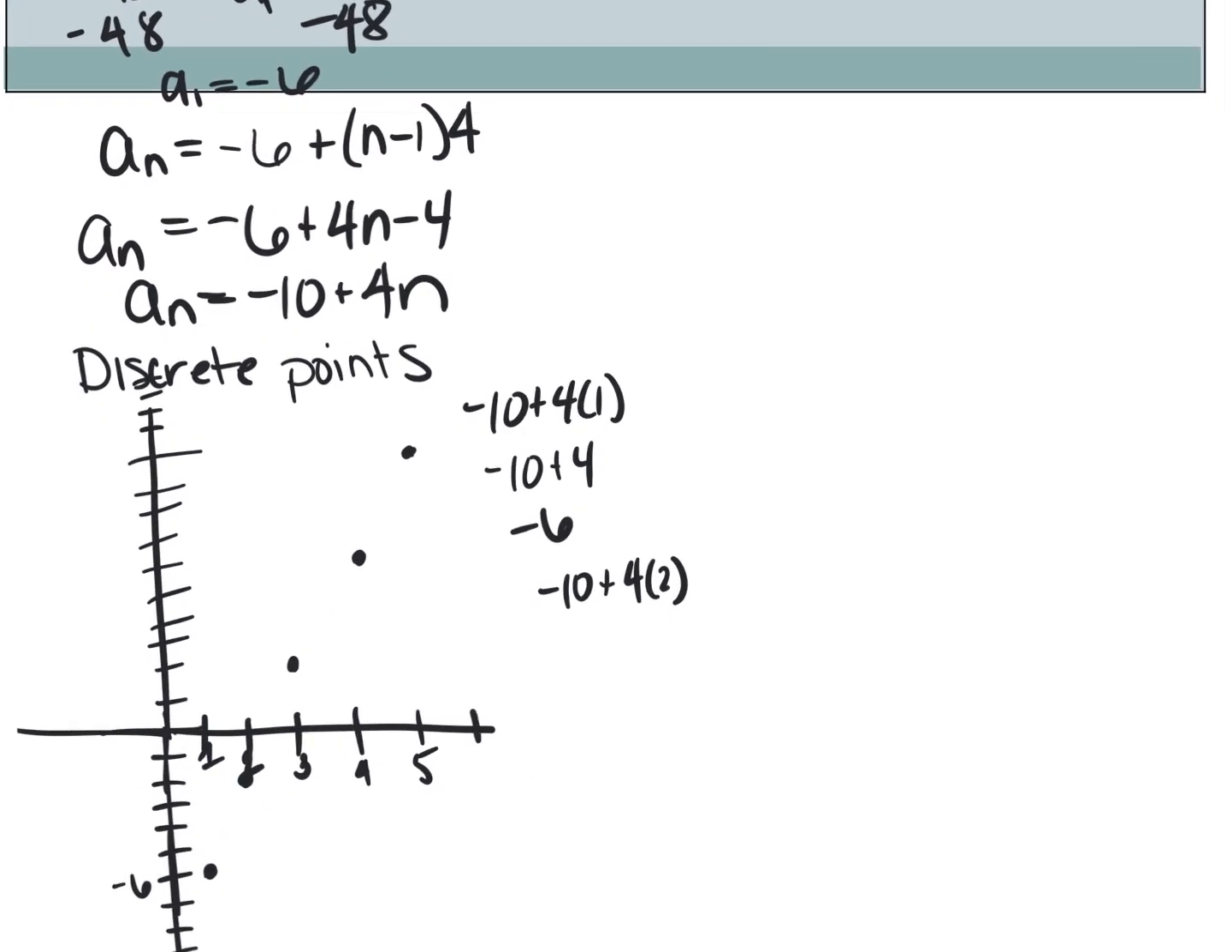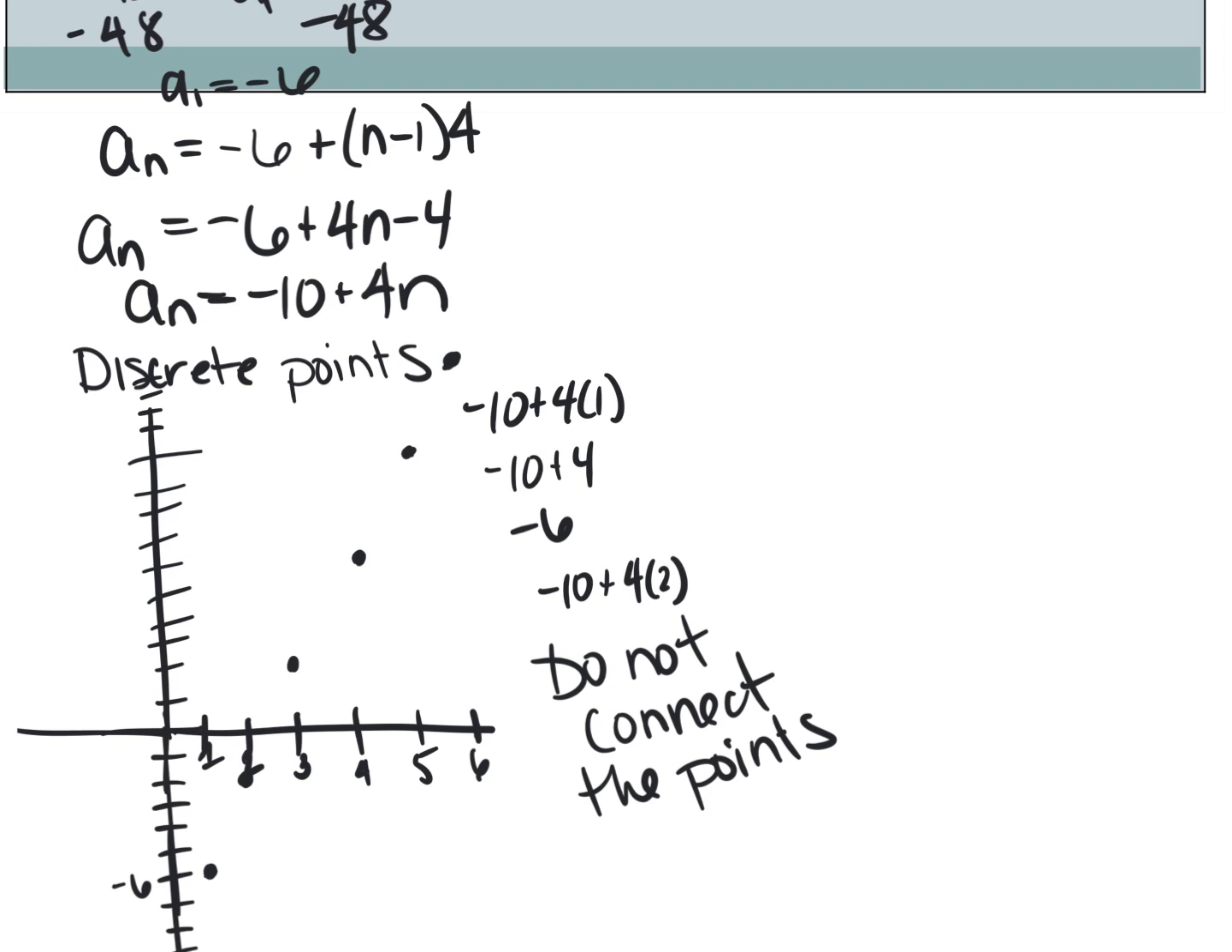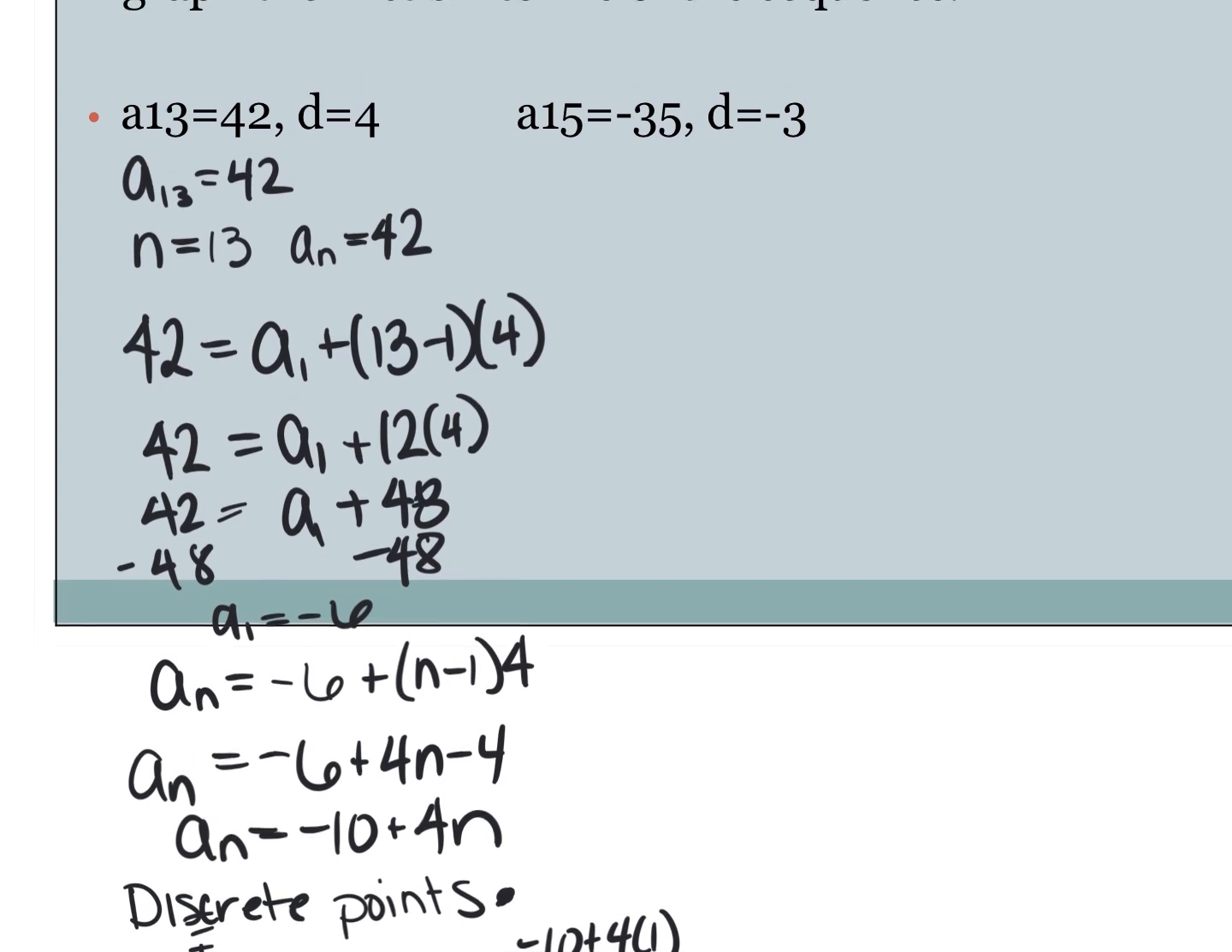1, 2, 3, 4, 14. I do not connect the points. They are individual values because there is no in between. It's either the first term or the second term. There's no half term. This is called a discrete function, a discrete graph.